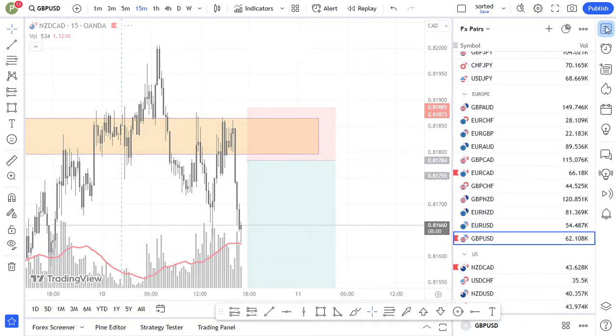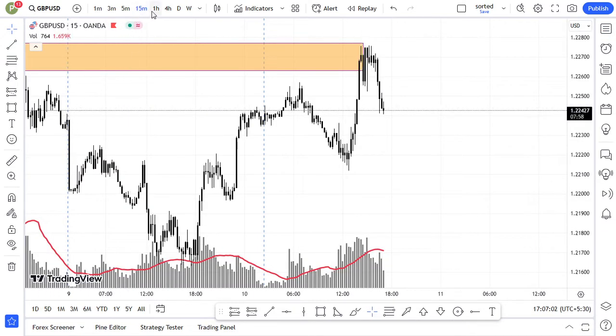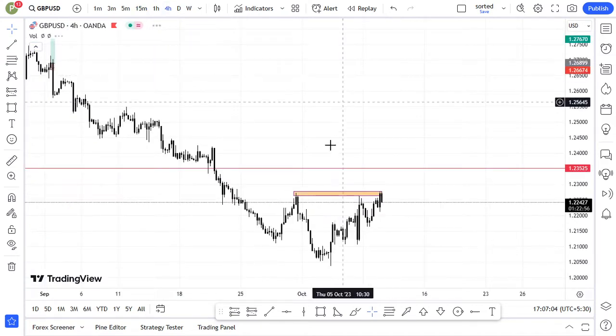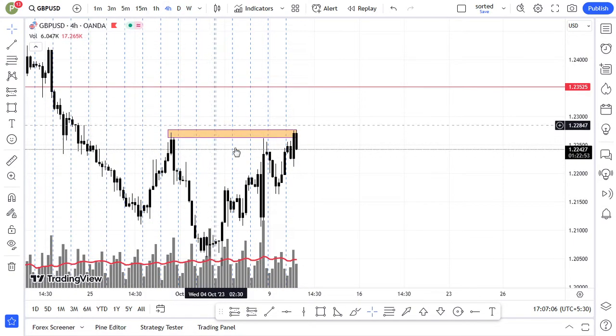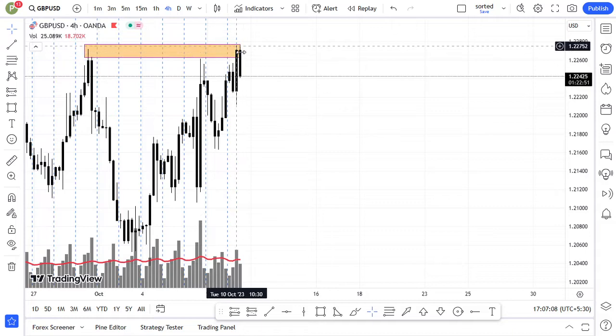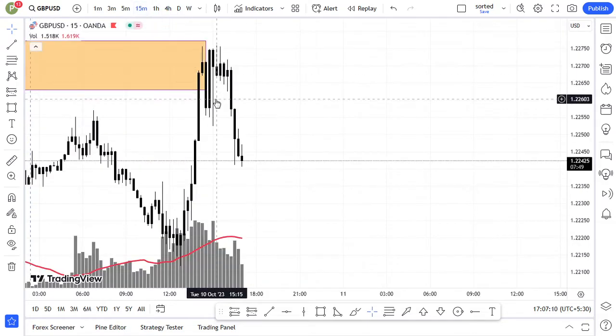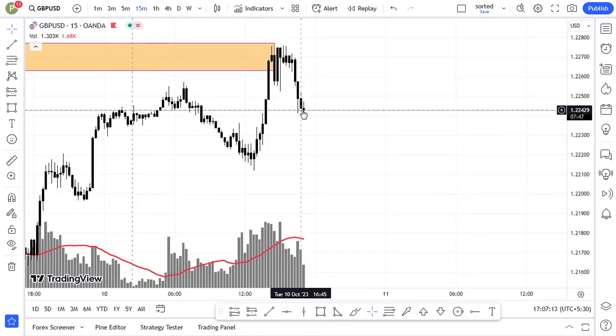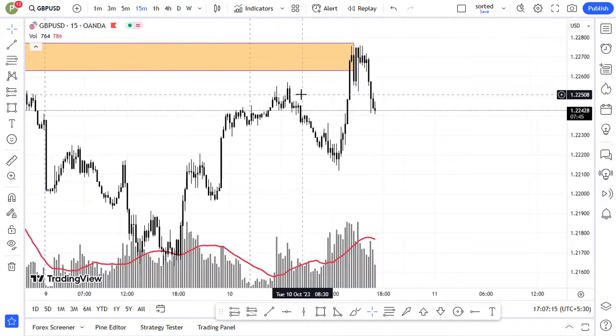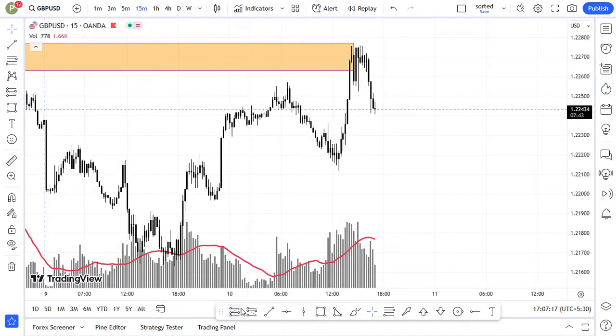Next one is Pound USD. This I am looking for a sell. Let me show you the 4 hour. So this is at a resistance level. Price is here, and in the 15-minute we can see a good sign of sellers are there. So willing to grab this as high as I can.